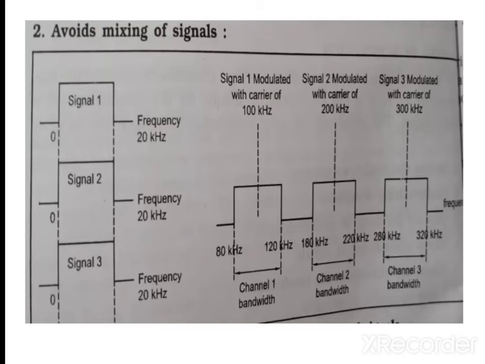Same for the second channel, the signal frequency is 20 kilohertz but the carrier frequency is 200 kilohertz. That's why 200 minus 20 is 180 kilohertz, the lower 3 dB frequency, and 200 plus 20 is 220 kilohertz, the higher 3 dB frequency in channel 2. Then same as for channel 3, the modulated carrier frequency is 300 kilohertz. That means using this modulation method we avoid the mixing of signals.